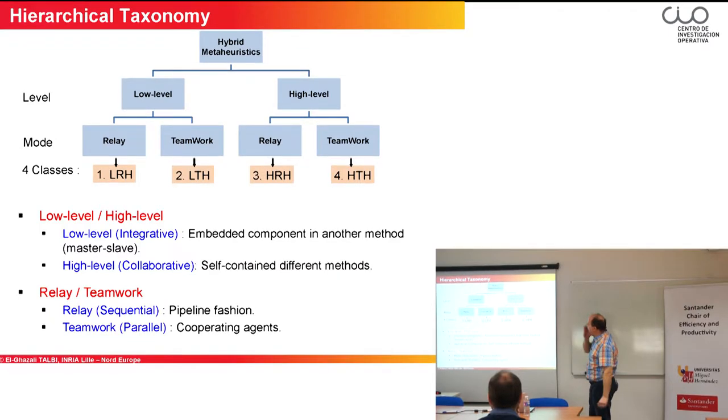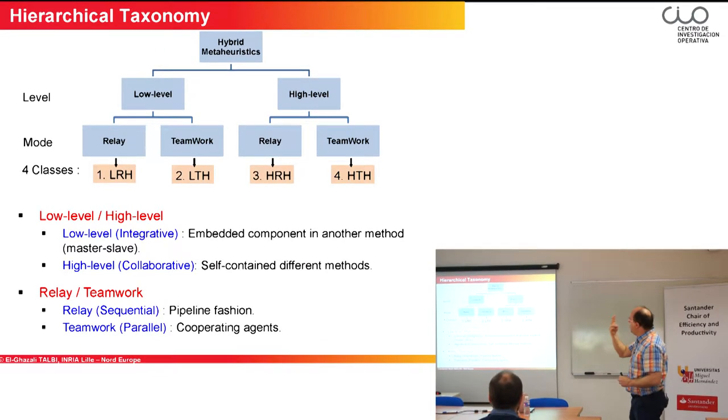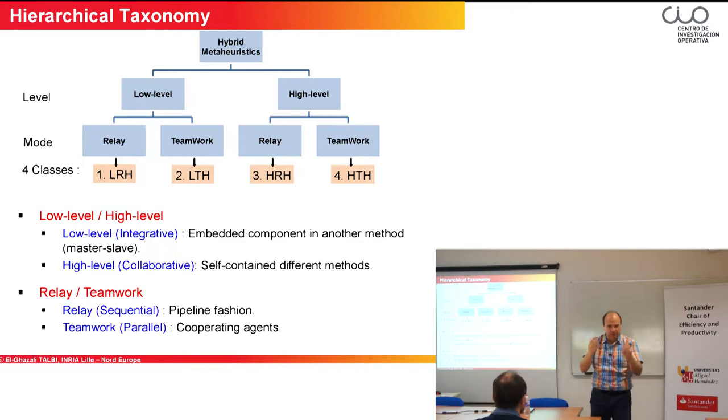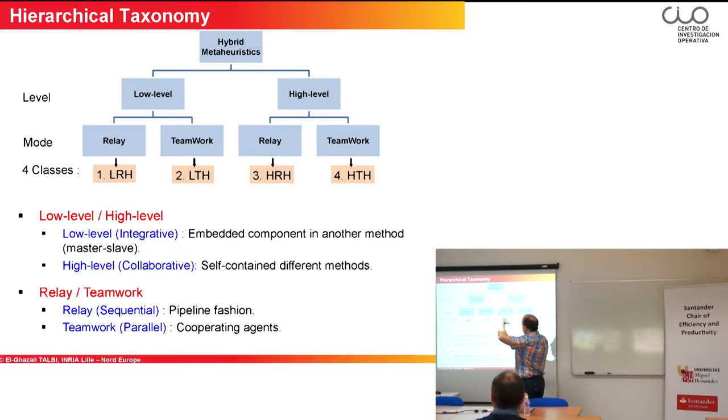So this slide is just to present my criteria to propose the taxonomy. I'm using just two criteria, and then if I use those two criteria, I will have four classes of hybridization, of combination. So what are the criteria? The first criterion is the level of combination. Is it low level or high level?